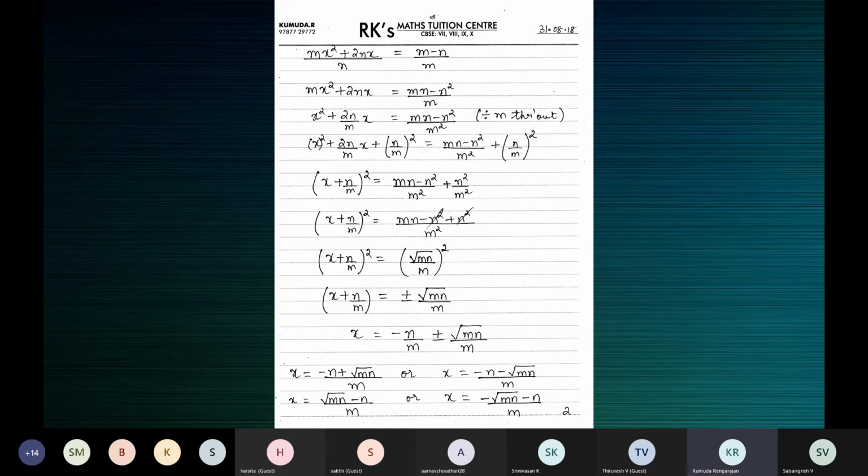Take a screenshot of this one, children. So here I've solved it by completing the square. You can do it using the quadratic formula also. We'll do this in the next class. I just want you to take a picture and try it for yourself. We'll see this in the next class.